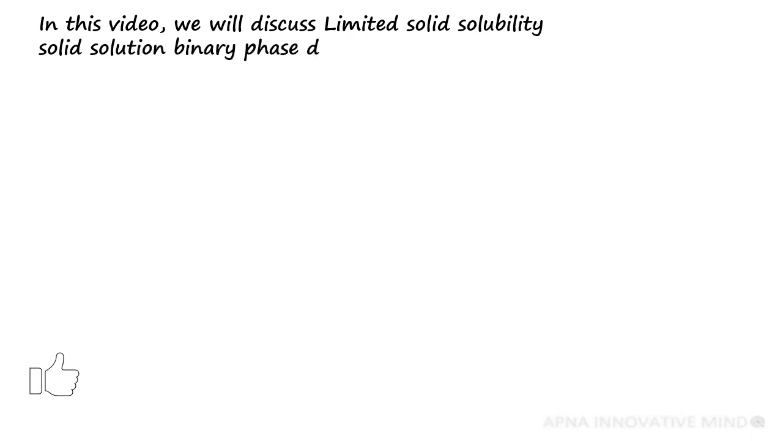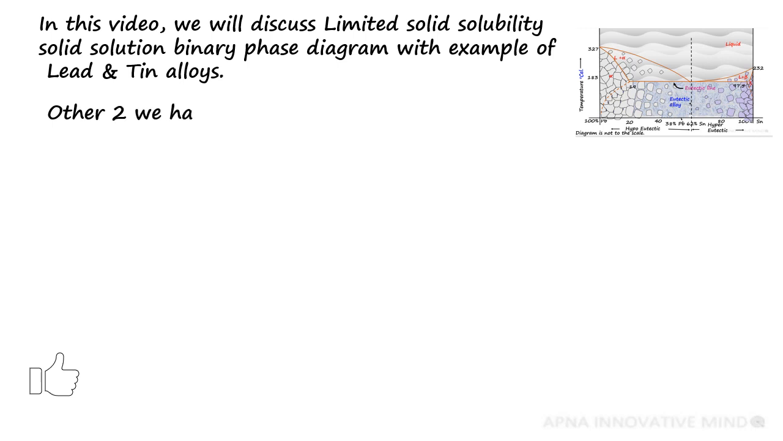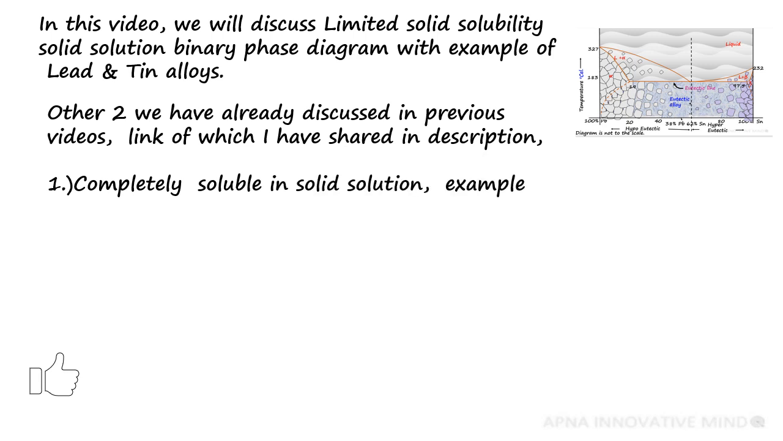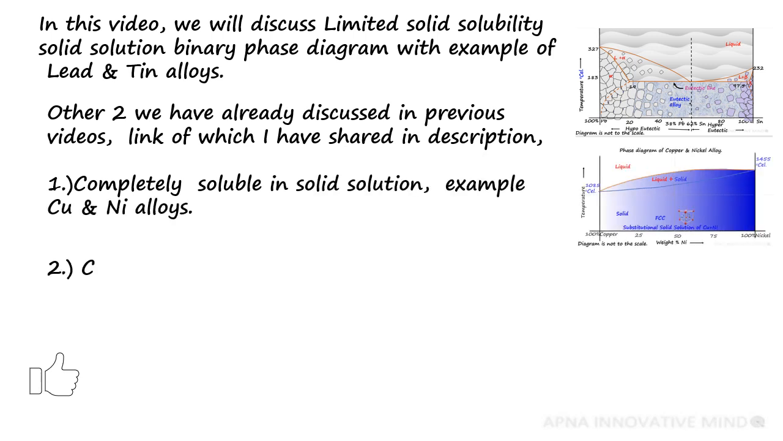In this video, we will discuss limited solid solubility in solid solution, in a binary phase diagram, with the example of lead and tin alloys. The other two we have already discussed in previous videos, links of which I have shared in the description. First, completely soluble in solid solution, example, copper and nickel alloys. Second, completely insoluble in solid solution, example, cadmium and bismuth alloys.